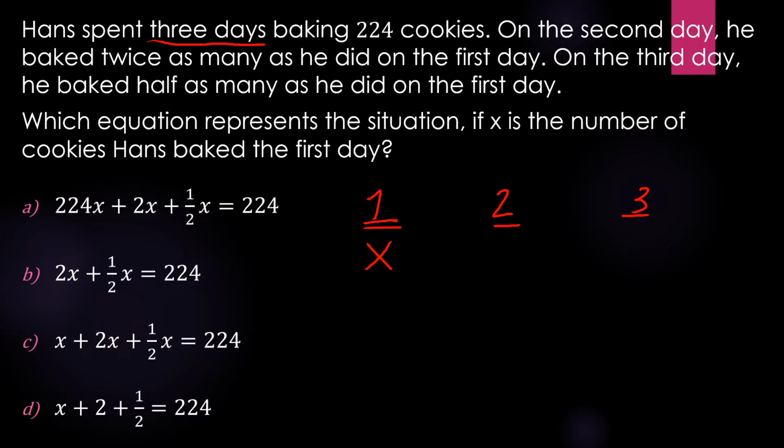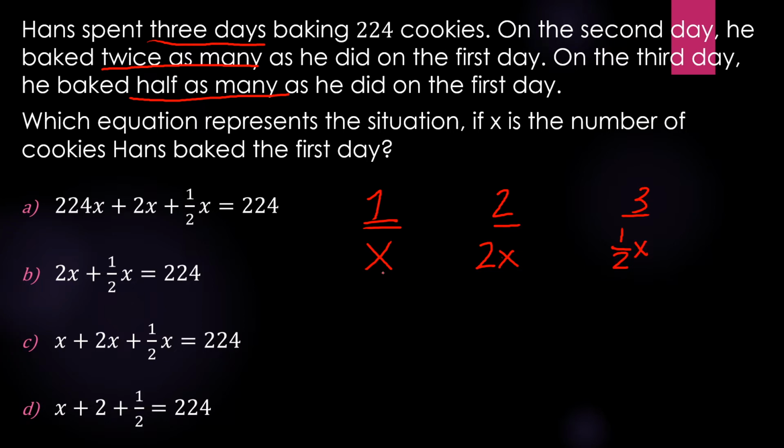On the second day, though, I know that he baked twice as many. So on the second day, he baked 2 times as many. So for day 2, I'm going to let that be represented by a 2x, right? This x right here is how many he made his first day, except now I know he's baking 2 times as many, which is why I have this 2 here. And then on the third day, it says he baked half as many as he did on the first day. So the third day, he baked 1/2 as many as he did on the first day.